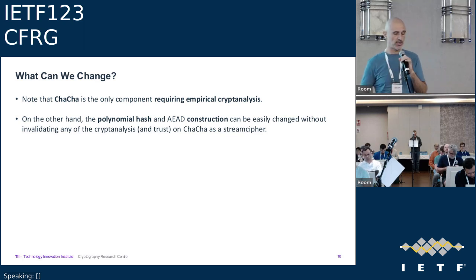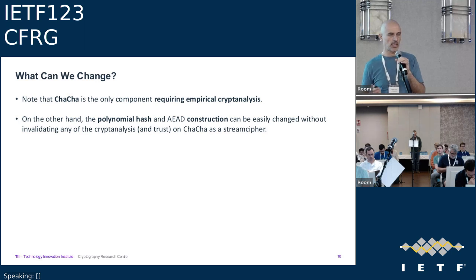However, I did say that one of the attractive features of ChaCha-Poly1305 is that ChaCha has stood the test of time. Would we lose all that if we make these changes? The answer is no, because ChaCha is the only primitive that requires empirical cryptanalysis as a stream cipher. The rest, the polynomial hash like Poly1305, is information-theoretically secure. There's nothing special about Poly1305. All polynomial hashes are information-theoretically secure. And the construction itself, meaning the way we combine ChaCha with the polynomial hash, is catered for by the security proof.